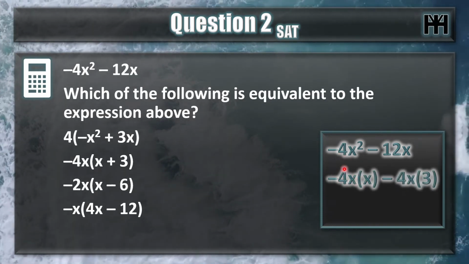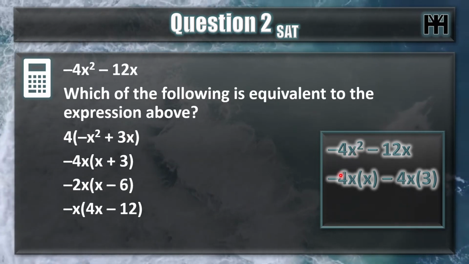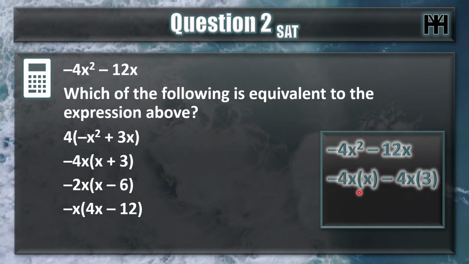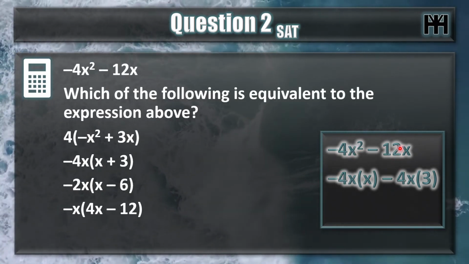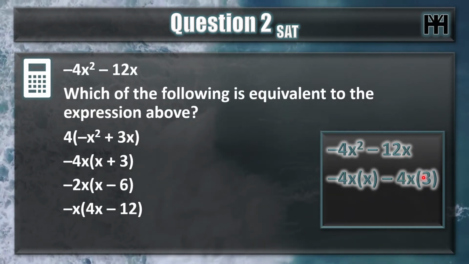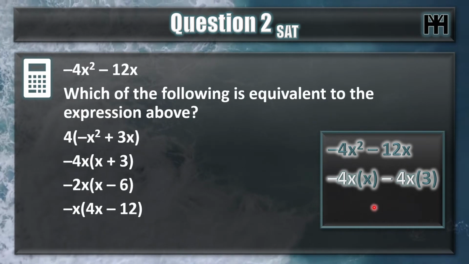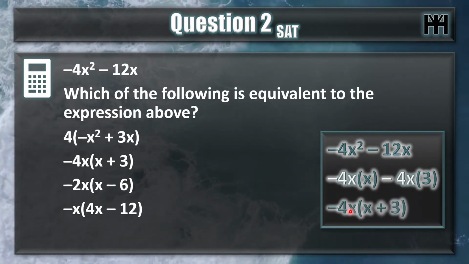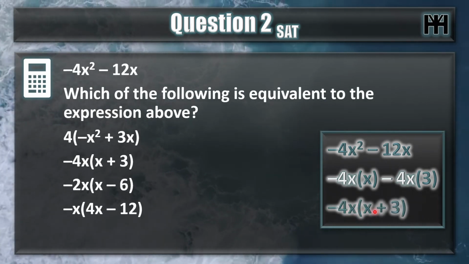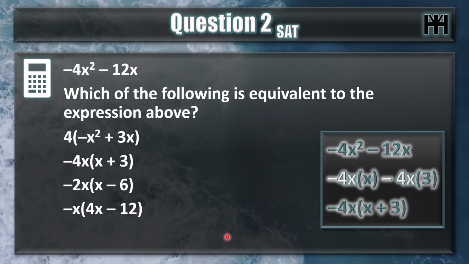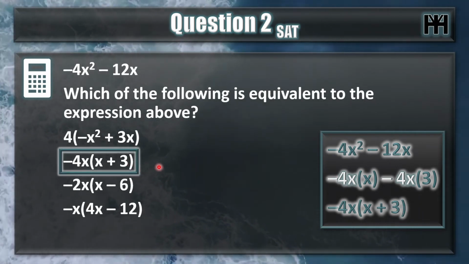When we divide negative 4x squared by negative 4x, it will give us x. If we divide negative 12x by negative 4x, it will give us 3. So if we take out negative 4x as a common factor, it will be negative 4x multiplied by x plus 3, which is equivalent to this answer.